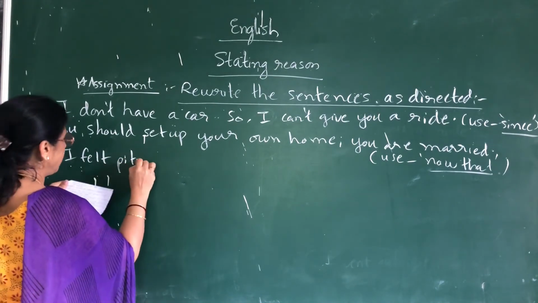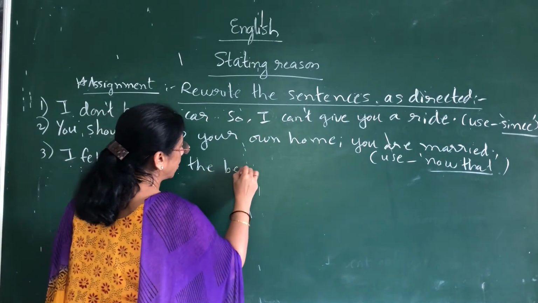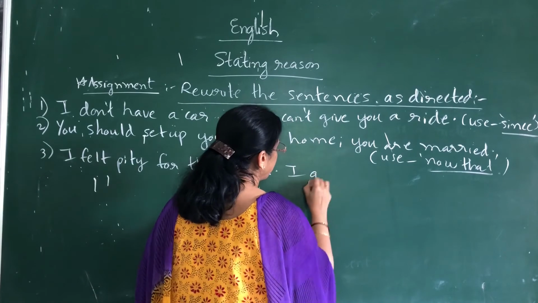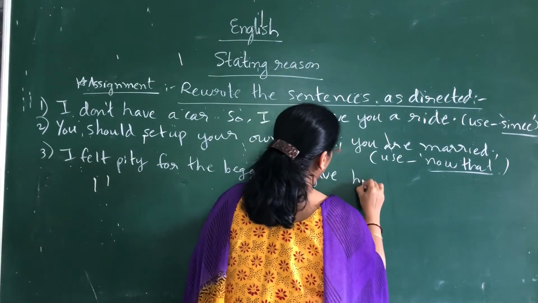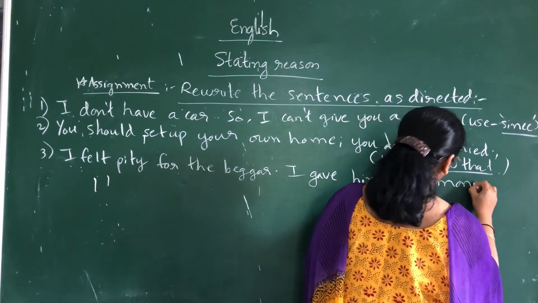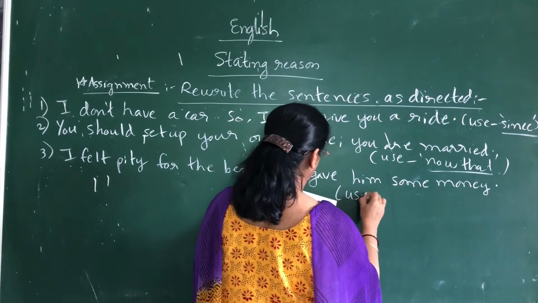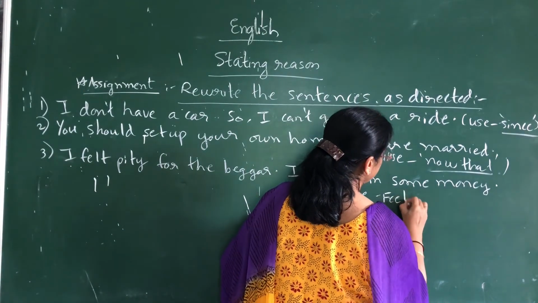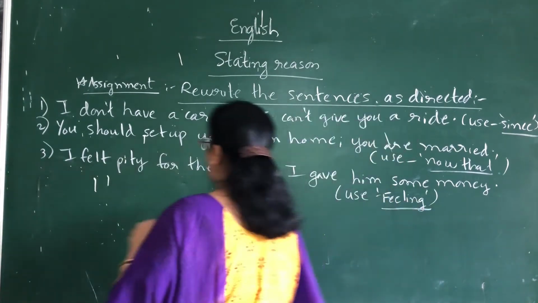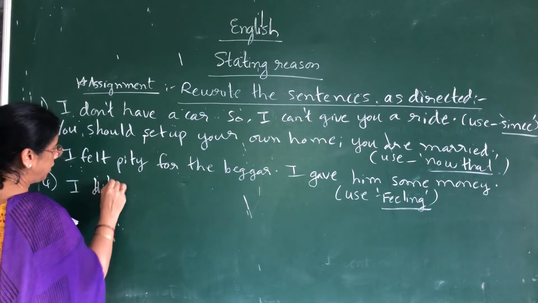I felt pity for the beggar. I gave him some money. Now what you should do is use feeling. That is, start the sentence with feeling. Feeling pity.